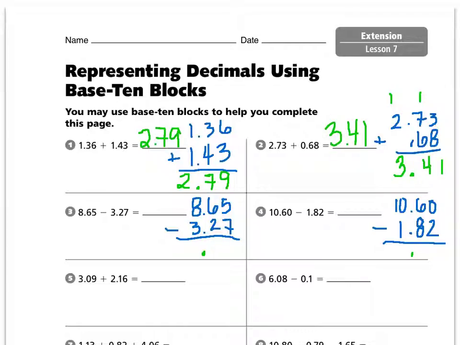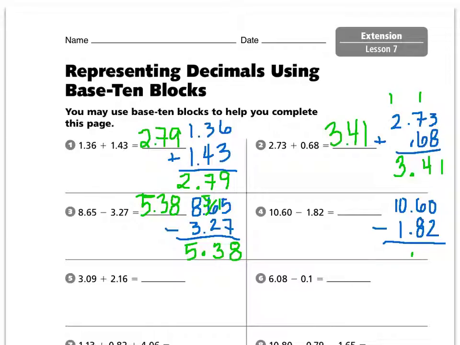Okay, for subtraction, it's the same thing. You start with the column farthest to the right. 5 take away 7 I cannot do, so I'm going to go ahead and cross out the 6, make it a 5, make 5 a 15 take away 7, which I know is 8. 5 take away 2 is going to be 3, and 8 take away 3 is 5. So my answer is 5 and 38 hundredths.